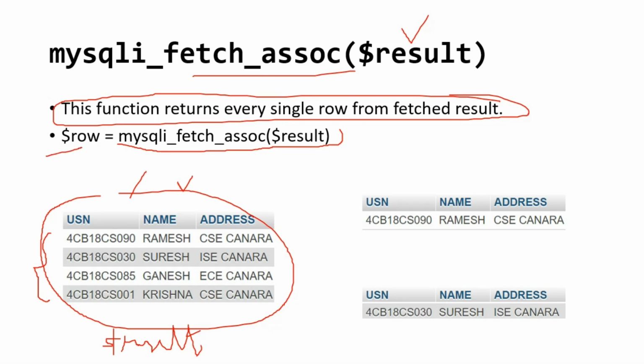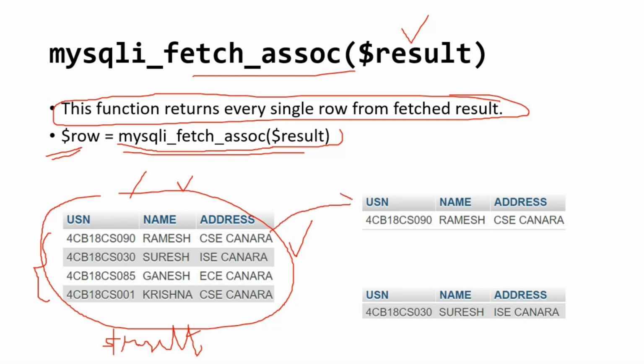How can I use this here? mysql_fetch_assoc of $result, assigned to $row. It fetches every row one by one, in the order it is fetched. What is the order of fetching from the table? It is the order of insertion. In whatever order I inserted into the table, in the same order it is fetched. Now see, the first time when I use mysql_fetch_assoc of $result, it will give the first row.